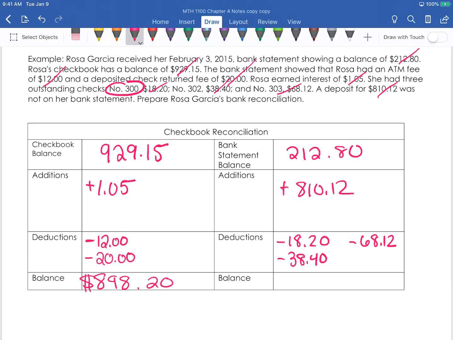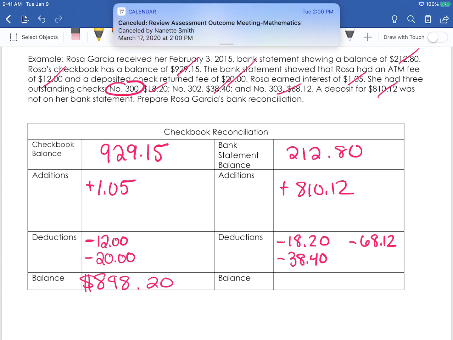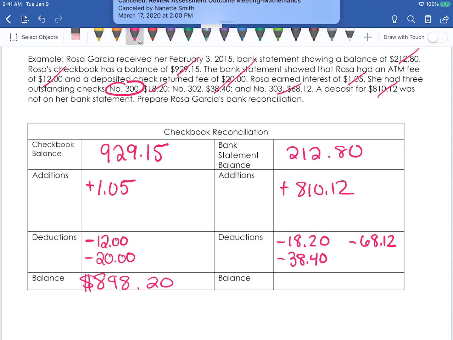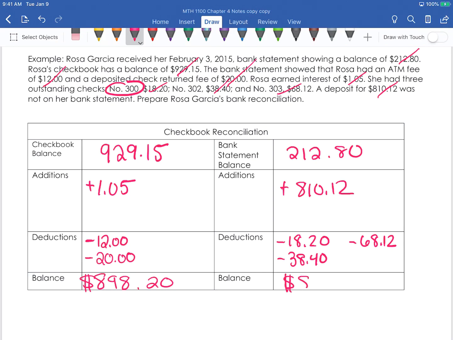Now, if we made sure that we got everything, my bank statement balance should come out the same. So I'm going to start with $212.80, and then I'm going to do the same thing for the bank statement balance. I'm going to add my deposit, which is my additions, and I'm going to subtract my deductions. And what you're going to find is we're going to get the same amount, so we know we did it right. If you don't get the same amount, that means you're missing something somewhere or you put something in the wrong column.